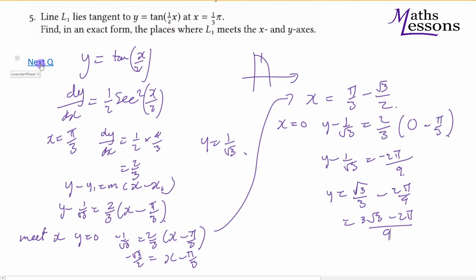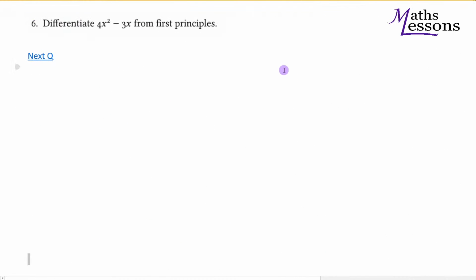Right, our next question. Okay, differentiate this from first principles. I'll just give you another couple of minutes to have a go at this one.